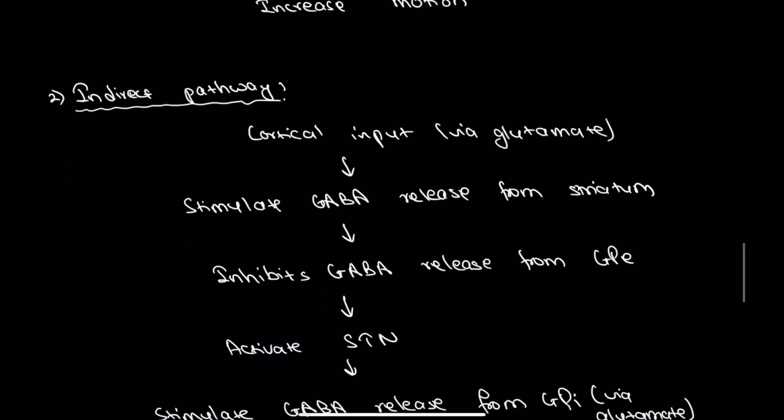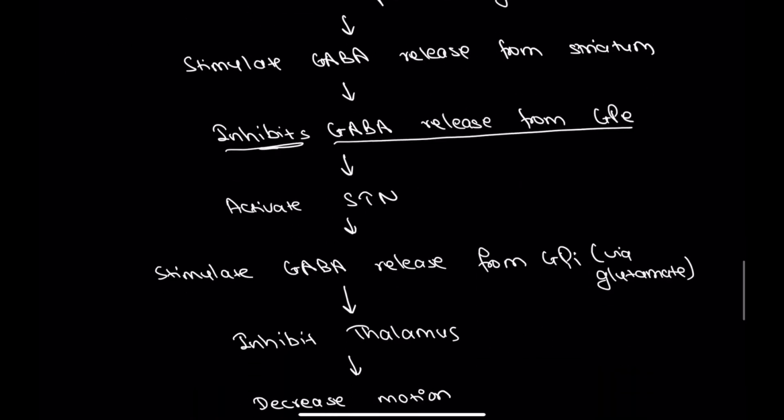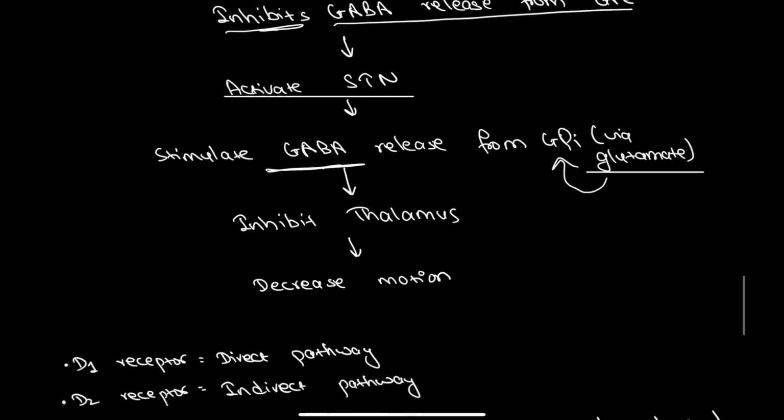Next is the indirect pathway. There will be cortical input via glutamate. It will stimulate GABA release from the striatum, which will inhibit GABA release from globus pallidus externus, which means it will disinhibit or activate the subthalamic nucleus. Then it will produce glutamate and act on globus pallidus internus. So there will be more release of GABA, which will inhibit the thalamus, and there will be decreased motion.